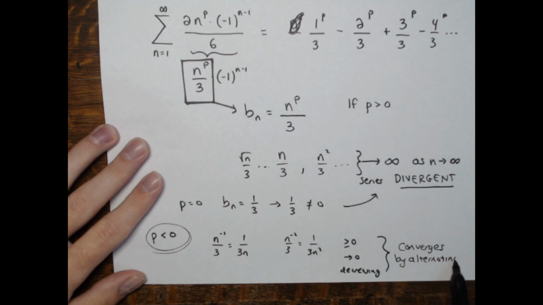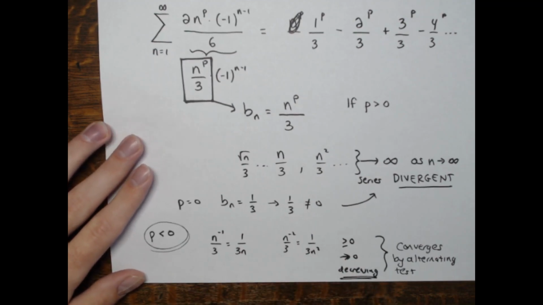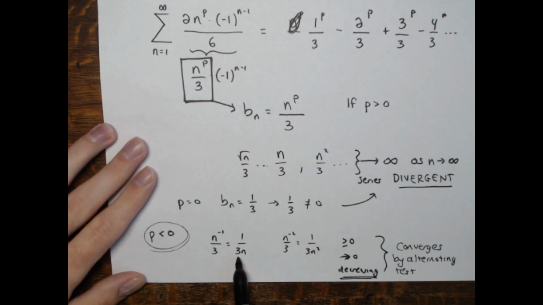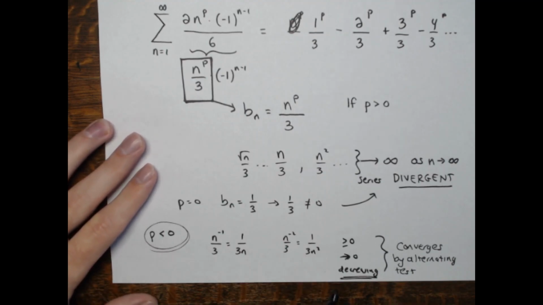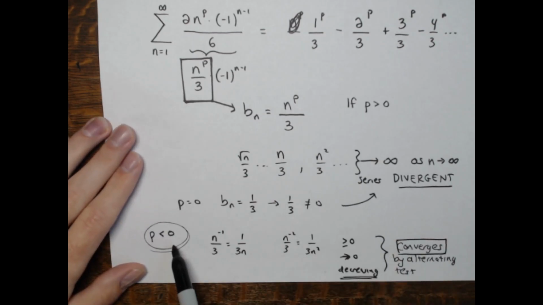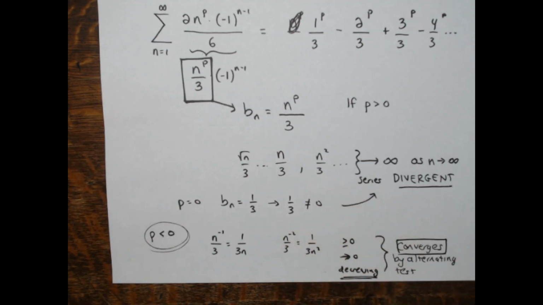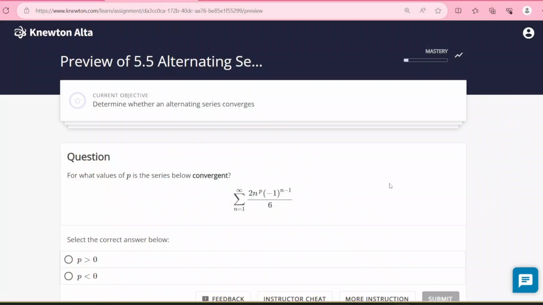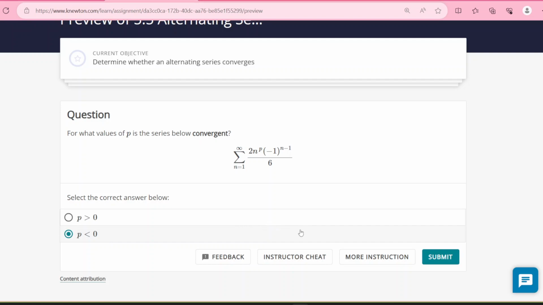Remember those conditions for an alternating series: you're alternating some non-negative stuff. They go to 0, which all these would when p is less than 0, and they're decreasing, right? So every term would be smaller than the previous one. And that's happening with these, 1 over 3n, 1 over 3n squared, 1 over 3n cubed, whatever. So yeah, the value of p would have to be negative in order for the terms of our series to satisfy the alternating series test conditions. So p has to be less than 0 here.